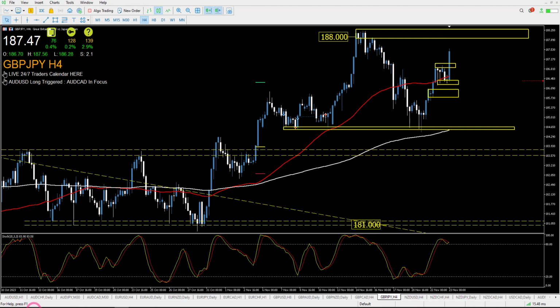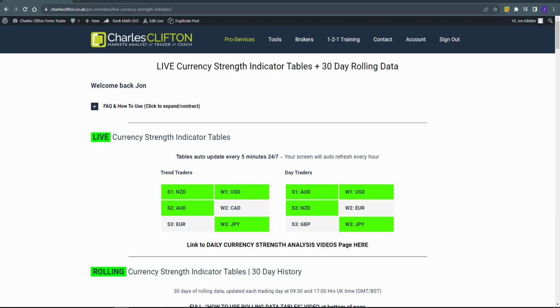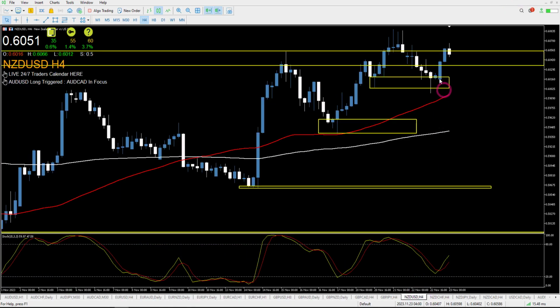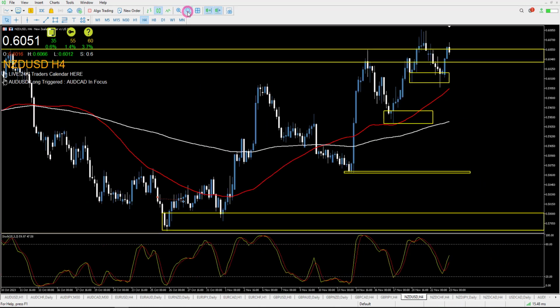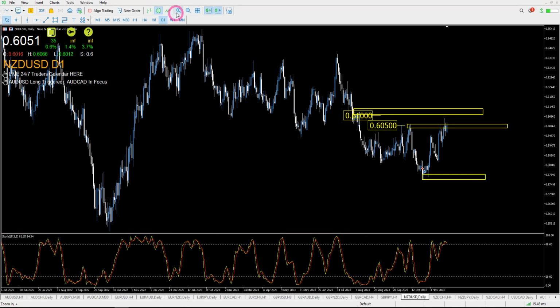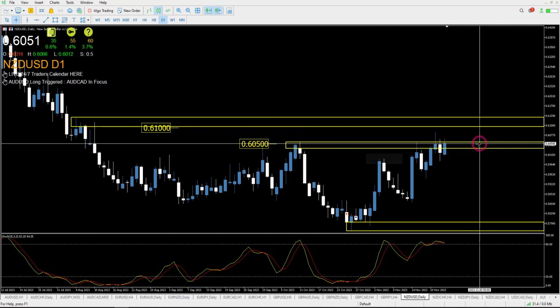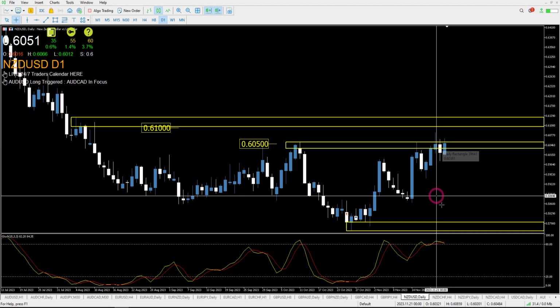Now obviously Kiwi's on the table as well. If I just bring the tables back in, sorry, Kiwi is the second strongest, first on the trend traders, so we can obviously look for some Kiwi opportunities. Now I was looking at Kiwi dollar, we're back into swing highs here. So again, just sitting on my hands on this one. Daily chart 0.6050 seems to be a tiny bit of a sticking point at the moment.